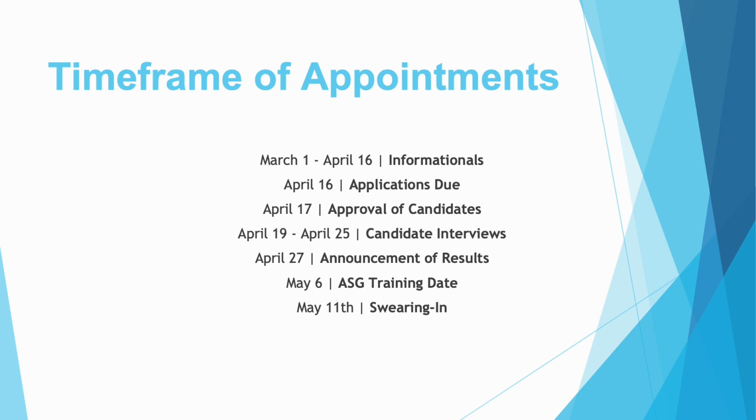And here is the time frame for appointed positions. That would be, for example, judicial branch members or the PR chair or chief of staff. So March 1st through April 16th, informationals. April 16th, also make sure you keep track of that. Applications are due then, so don't forget.